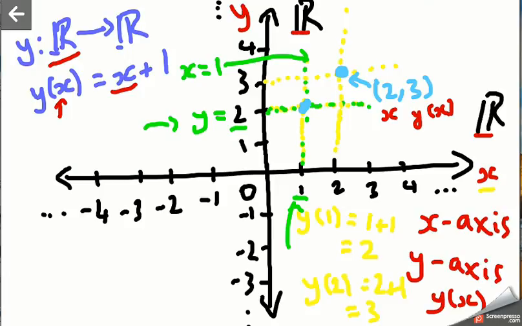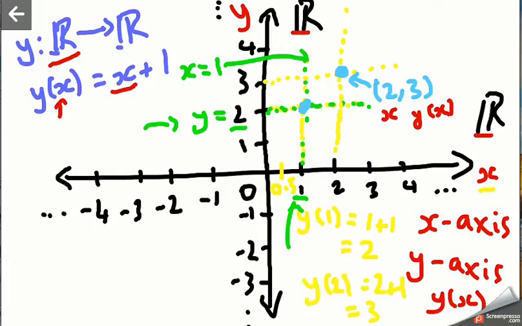Okay, well, this is all well and good. How about 0.5? Let's take x equals 0.5. So this is 0.5. Okay, how on earth do we plot this? Because remember, we're not just putting whole numbers into our function, we're putting all the real numbers into our function. So 0.5 is one of those numbers.